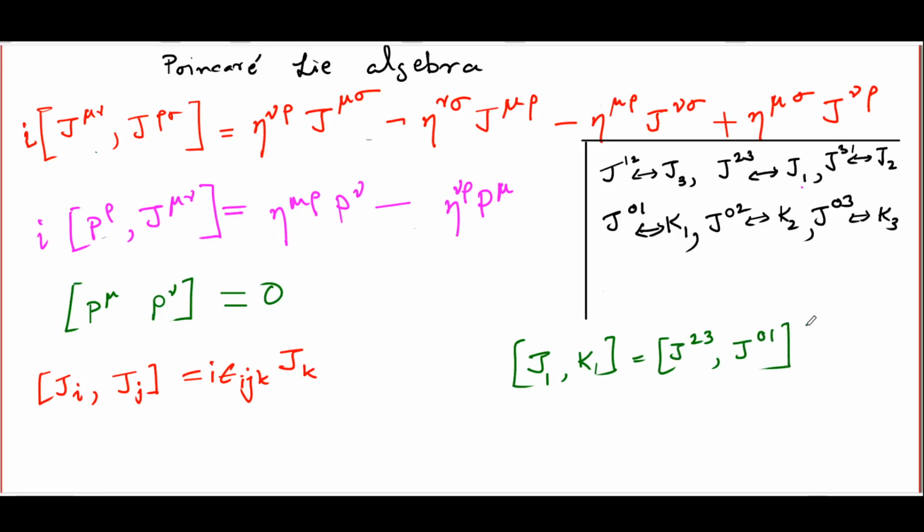Now notice that all the four indices on display here are different. So each of these etas will have two indices which will differ. So you must get a 0. So J1 commutes with K1. What about J1's commutation with K2?